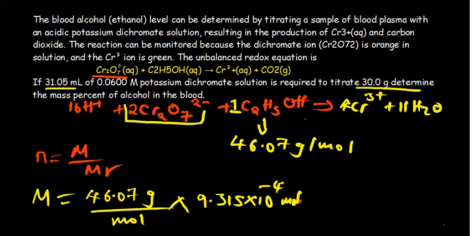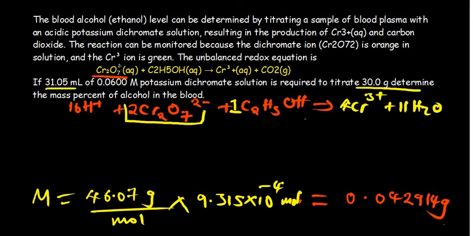So what mass do we get after multiplying? 9.315 times 10 to the power negative 4, multiplied by 46.07. The mass I'm getting is 0.042914 grams. So that is the mass of ethanol that had reacted with the given potassium dichromate solution.